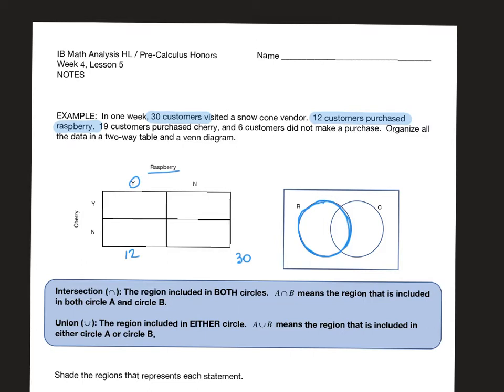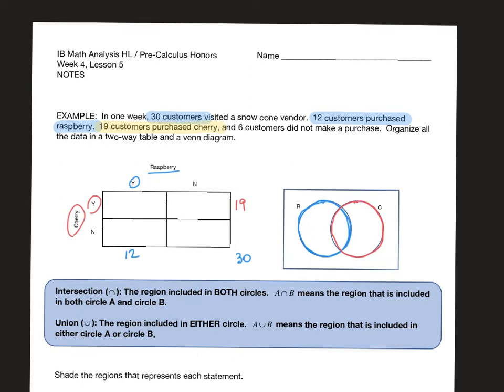Okay, next, it says that 19 customers purchased cherry. So let me come over here. This is cherry, this is yes, so this should be 19 out here on the far right. This also means that this circle, the whole red circle, has to add up to be 19.